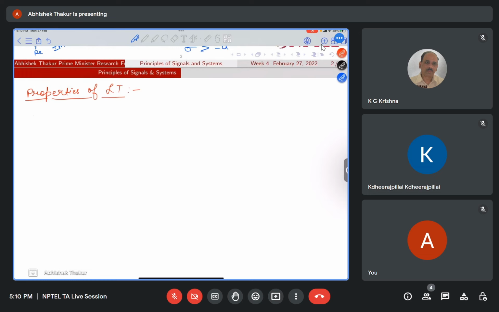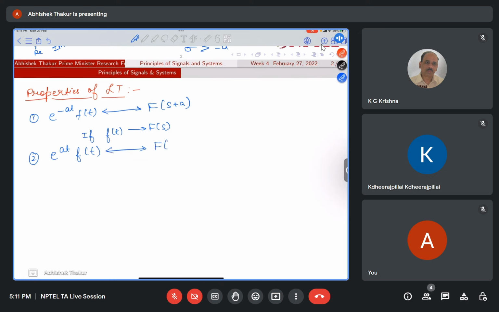So the first property: let's suppose you multiply e to the power minus at into f(t). Now if we take the Laplace transform of this, the value will be F(s plus a). Meaning, if the Laplace transform of f(t) is F(s), then the Laplace transform of e to the power minus at f(t) will be F(s plus a). In the same way, if it is e to the power at into f(t), then the Laplace transform will be F(s minus a).